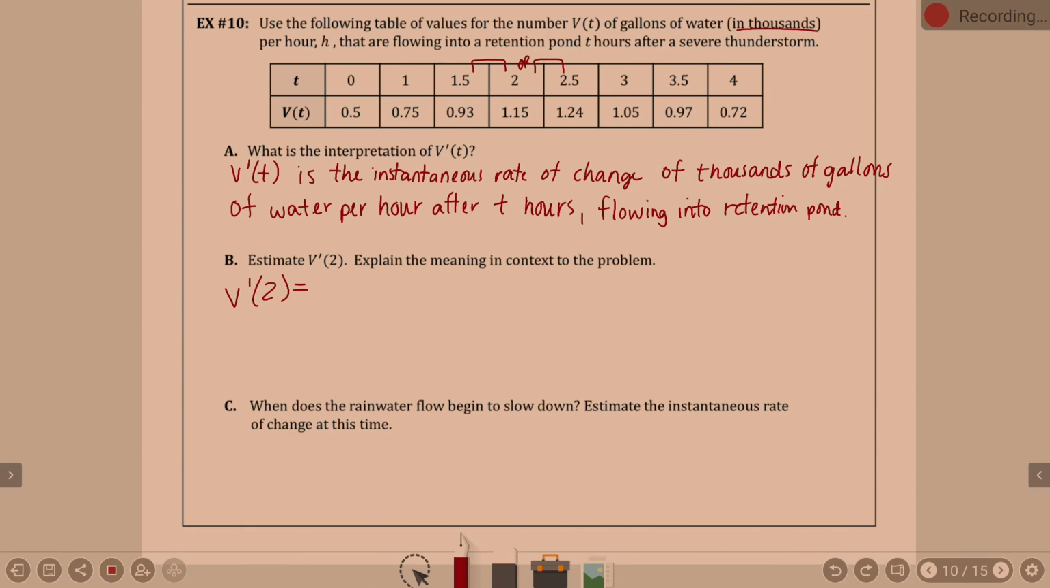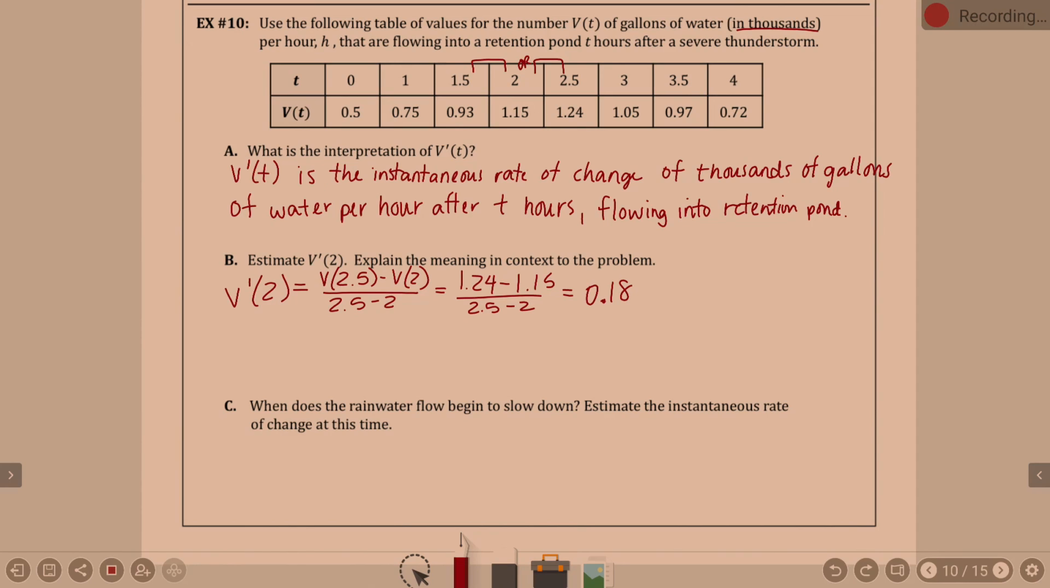V of 2.5 minus V of 2, and that's going to be divided by 2.5 minus 2. 1.24 minus 1.15 is what I was saying, over 2.5 minus 2. It comes up to be an answer of 0.18. Okay, 0.09. Yeah.